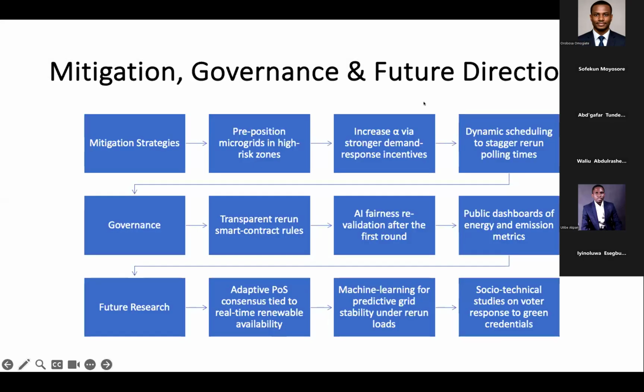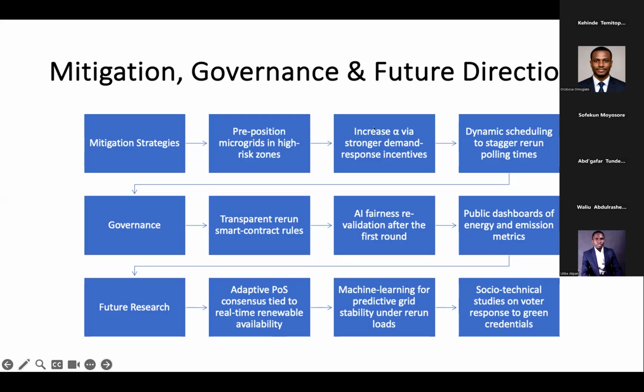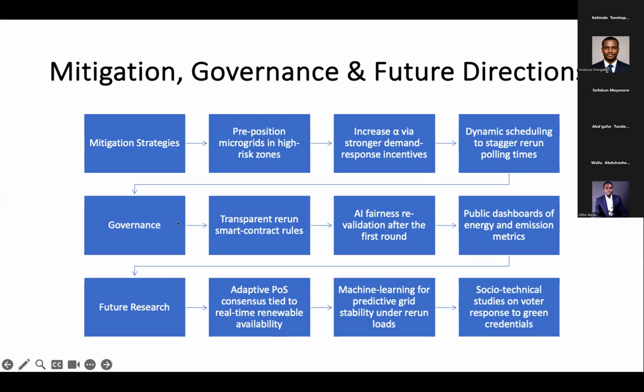In terms of mitigation, governance, and future direction for this research, we consider a system where elections are positioned in high risk zones where you could have a microgrid, and you also have a stronger demand response system to be able to do proper scheduling in case of a rerun. And in terms of governance, we look at a blockchain system that is able to put in all the fairness possible to avoid reruns, so that there would be no increase in energy demand and emissions.